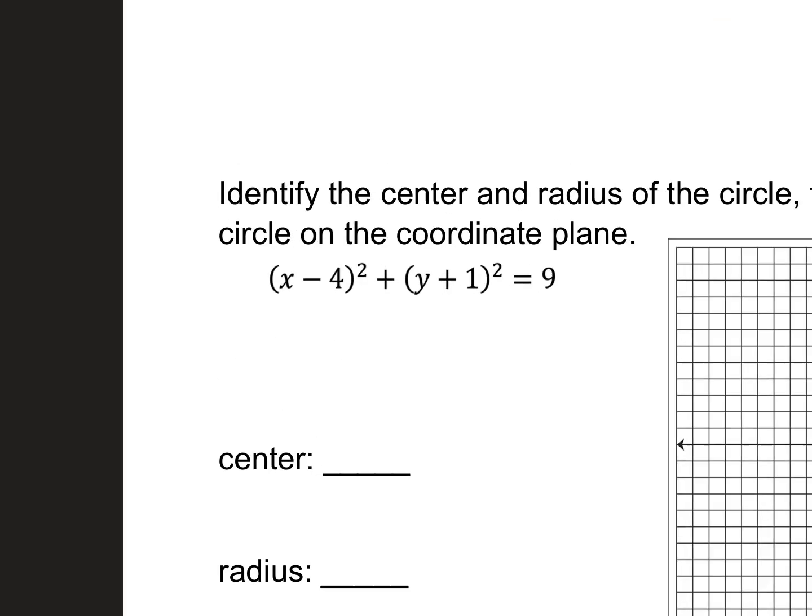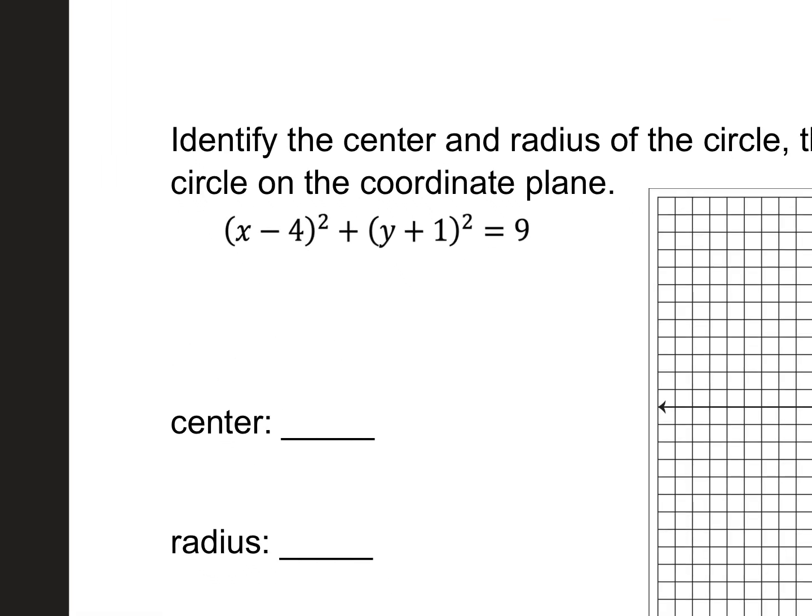A few more slides here, then we'll be done. Again, not trying to change it up too much on you all. Same idea here, just identifying. You got h, you're going to have k here, and you have your radius squared.